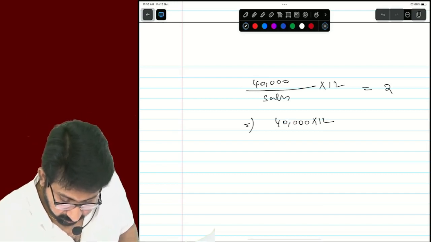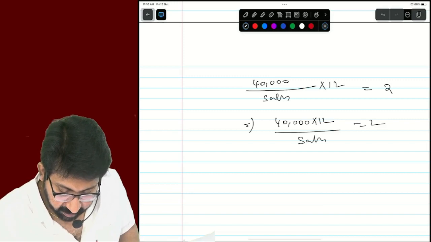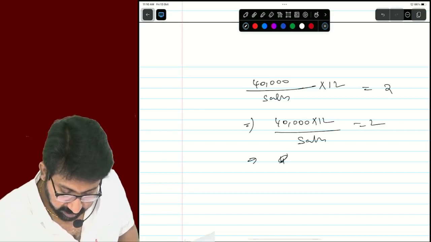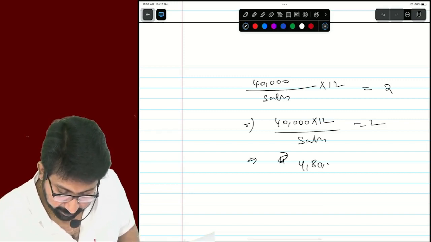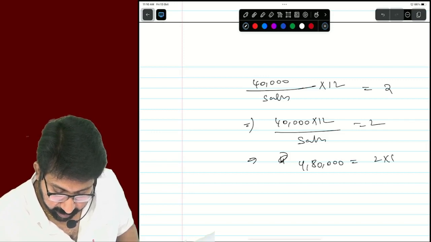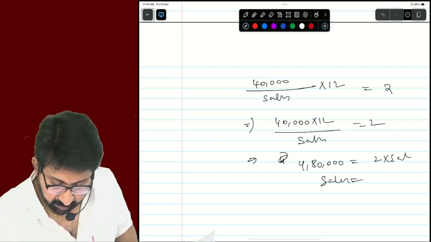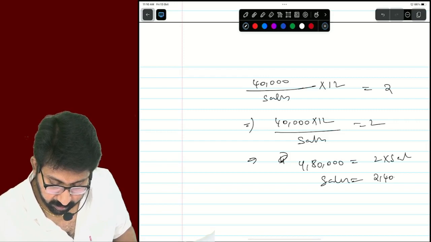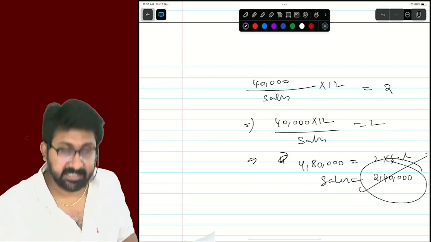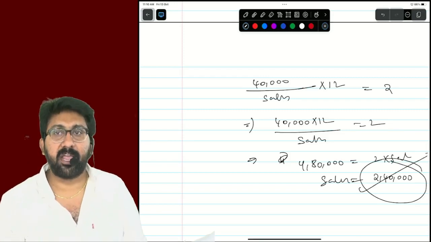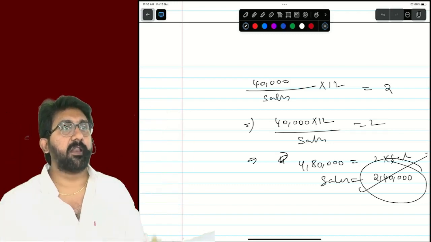40,000 into 12 divided by sales equals 2. 40,000 into 12 is 4 lakh 80,000, which equals 2 into sales. Sales equals how much? 2 lakh 40,000. This is the sales value. Did you understand what we have done or not?